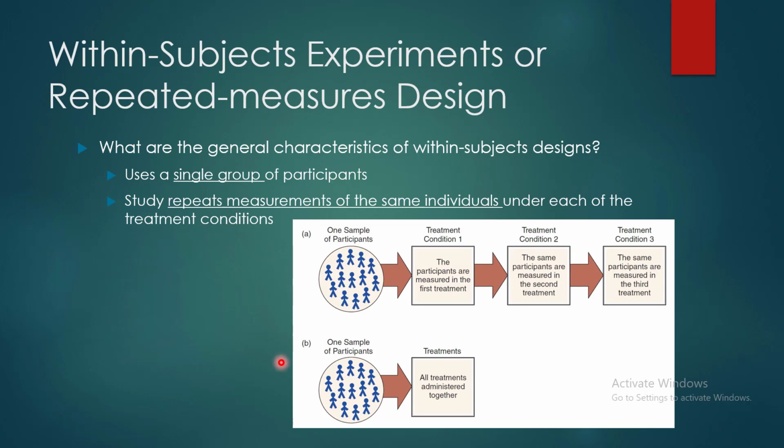So here are just 2 examples. I showed you the pre and post, the before and after on the other slide. Here maybe you have one set of participants and participants are measured in the first treatment, then they're measured in the second treatment, and then they're measured in the third treatment. Now, you might notice that if you were to do this in the same order for all your participants, maybe what happens in this treatment affects what happens in that treatment. And we'll talk about how we control for that later on.